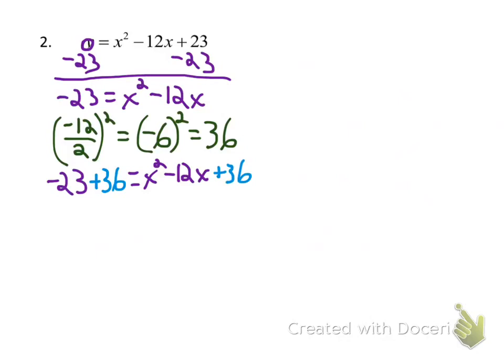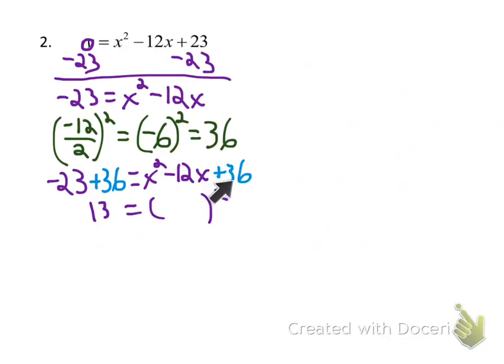Now that sets me up again with what is called my perfect square trinomial. And again, I'm going to factor this into a binomial squared after I simplify the left side there. Negative 23 plus 36 is 13. And then I look at this and I say, okay, I have two options. What number times itself equals 36?